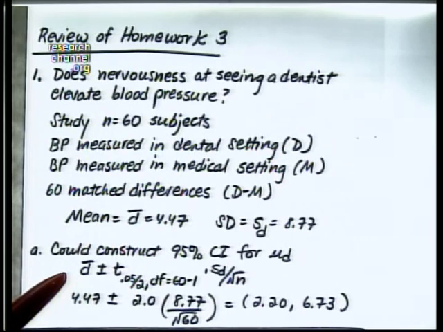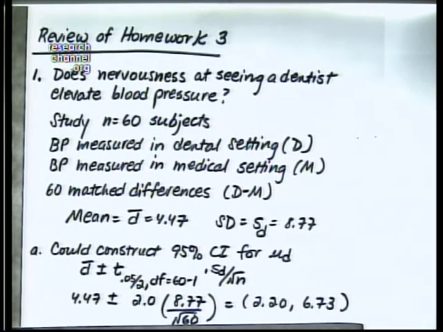And again, we'd form this by taking the sample statistic. Here's our sample statistic, the mean difference of 4.47 millimeters. And we'd add and subtract the t statistic that corresponded to an alpha of 0.05, split into two tails, with 59 degrees of freedom. We saw that this was close to 2. And then the standard error of the mean difference takes the standard deviation divided by the square root of n. And we found an interval that ranged from 2 up to 6.7 millimeters of mercury.